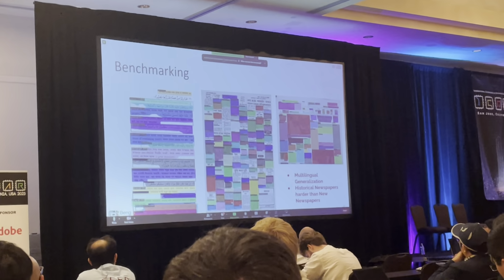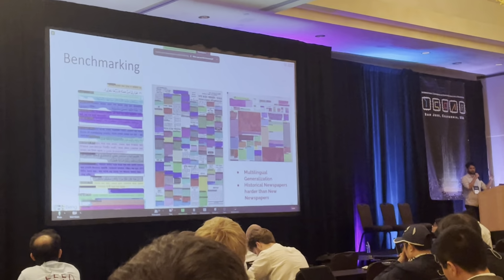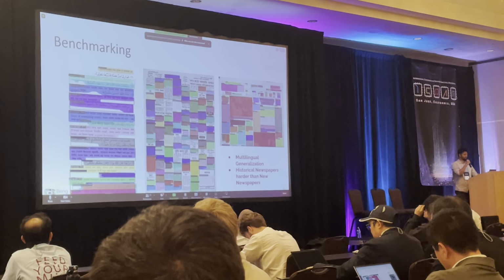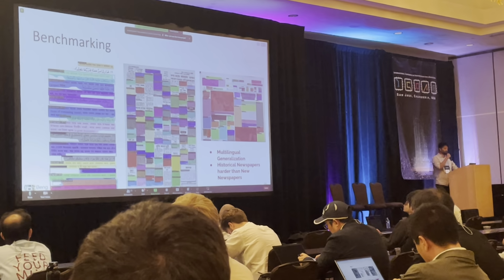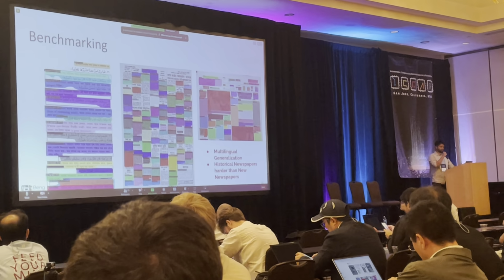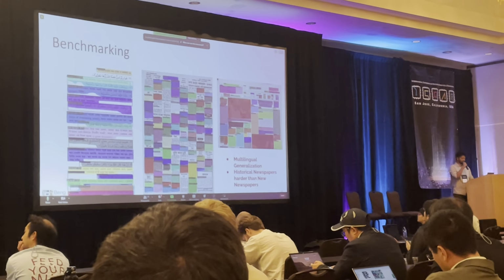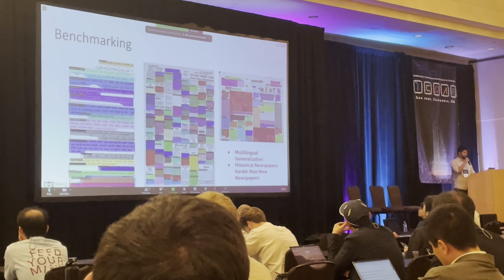The middle image is a failure case. This is a historical newspaper where there are a lot of small paragraphs and titles to label, and that's where the model failed. All of these are for the YOLO segmentation task, to the best of my knowledge. And the rightmost is just a newspaper, which is easier for the trained YOLO model to handle.